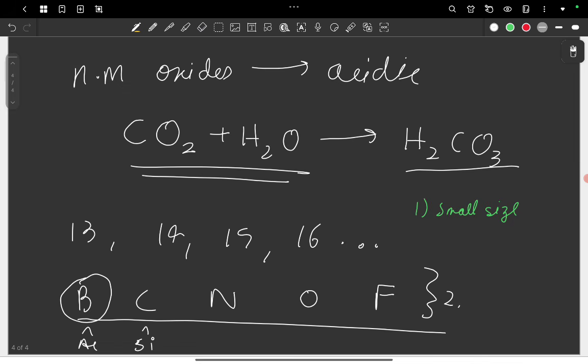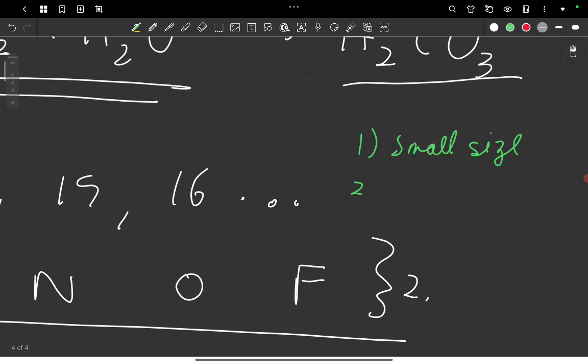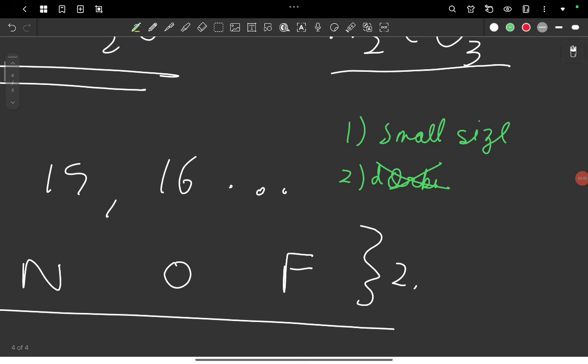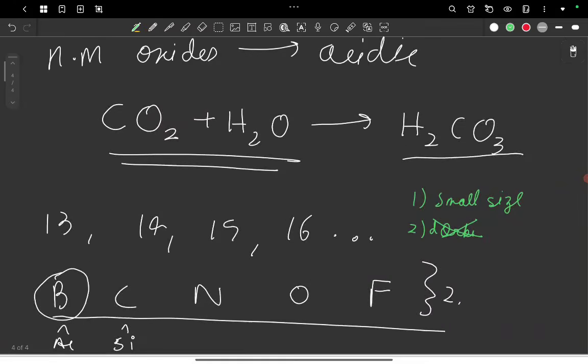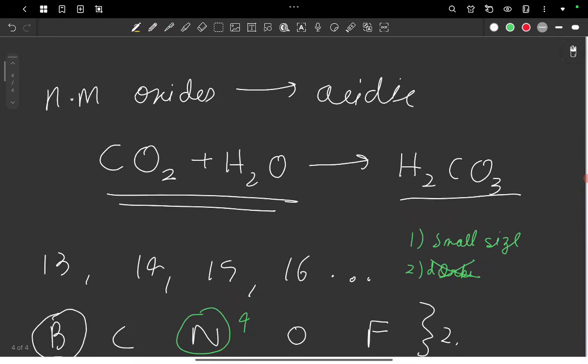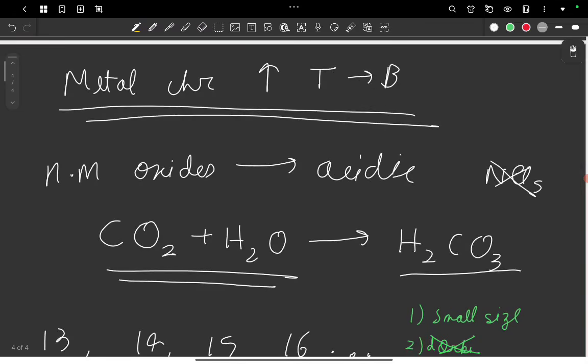And the other difference is that they do not have d orbitals. What does that imply? That means that if they do not have d orbitals, they cannot expand their octet and hence they are limited to a certain covalence. For example, nitrogen is forced to a maximum covalency of 4, which means that in any of its compounds, nitrogen cannot form more than 4 covalent bonds.